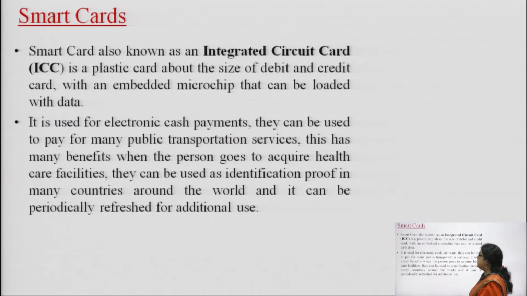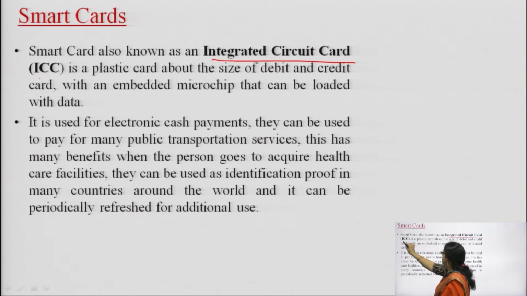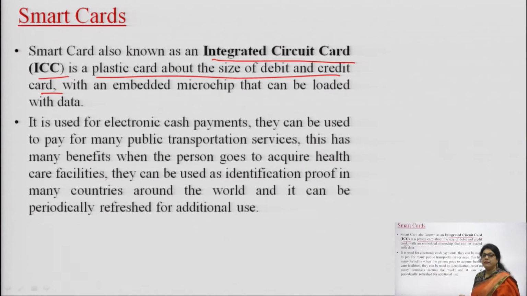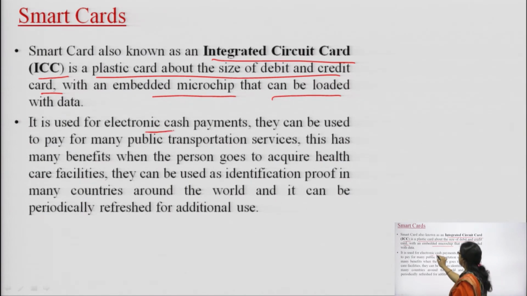Moving further, there are some smart cards also. What is a smart card? These are known as the integrated circuit card, ICC. It is a plastic card about the size of a debit or credit card, similar to the debit card and the credit card. It is enabled with a microchip that can be loaded with data. Your data is there, and whenever you are using it, they are using your data. The microchip is used for electronic cash payment.